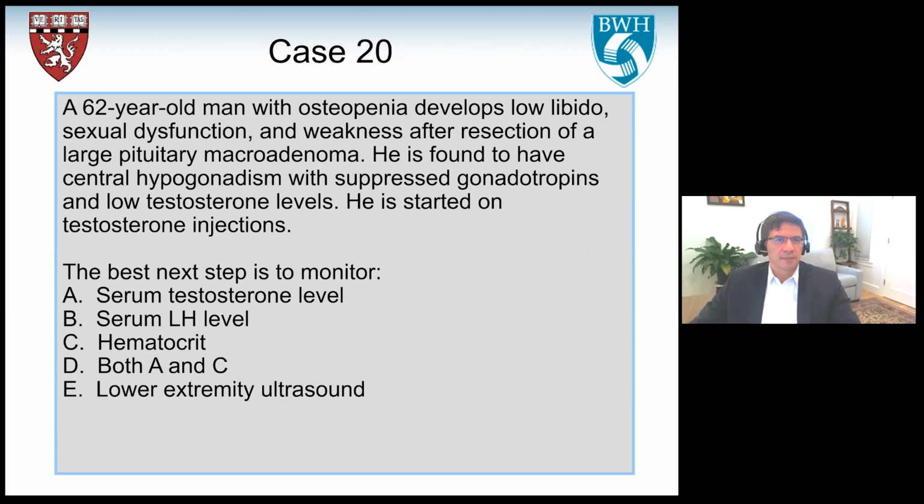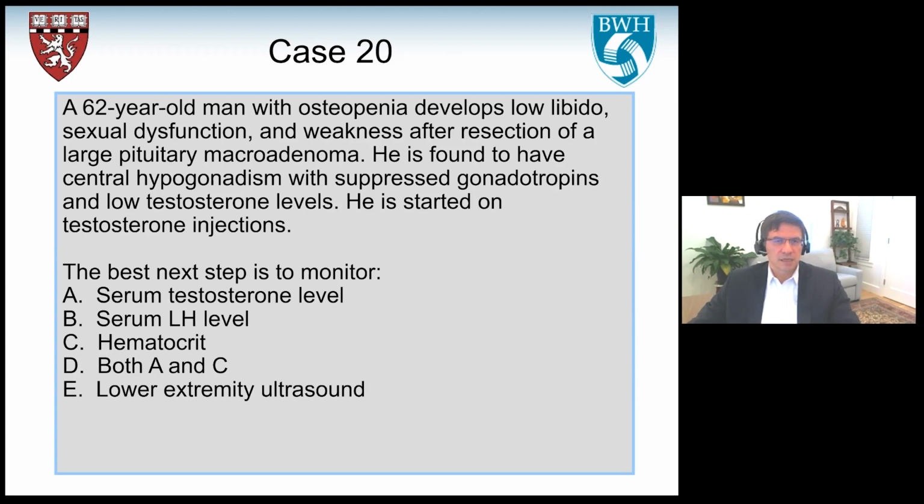Case 20. A 62-year-old man with osteopenia develops low libido, sexual dysfunction, and weakness after resection of a large pituitary macroadenoma. He is found to have central hypogonadism with suppressed gonadotropins and low testosterone levels. He is started on testosterone injections.